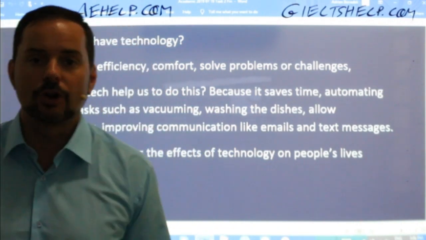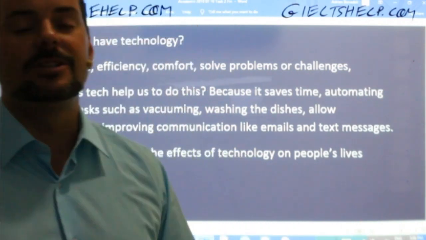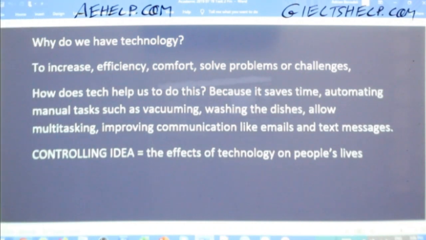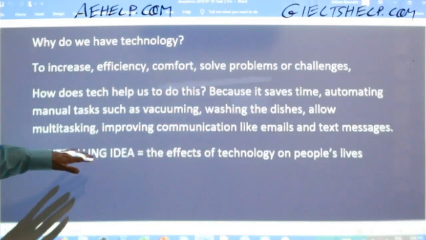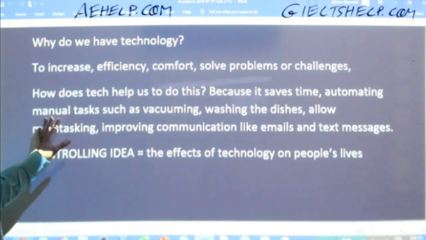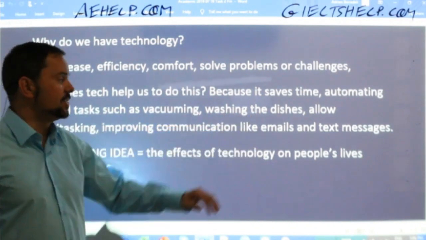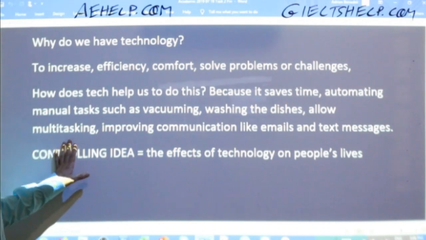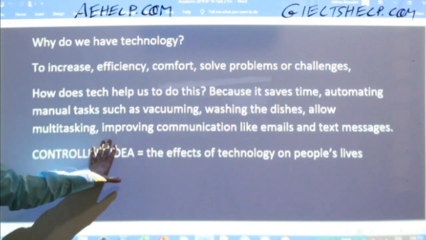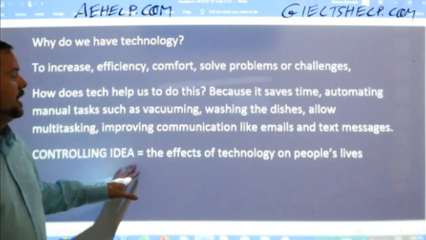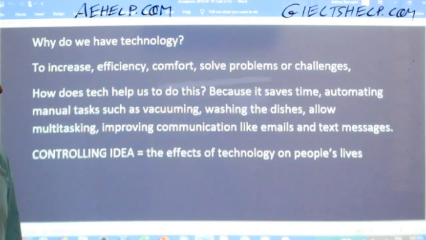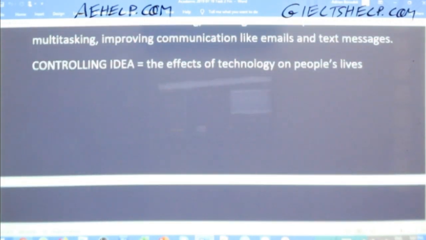I need to get to work quickly. Hey, here's my bicycle. It's a piece of technology. It helps me to solve the situation. How? It saves time. It makes manual labor automatic. Manual means by hand, and technology makes it automatic, like vacuuming or washing dishes. It allows you to multitask, so to do more than one activity at the same time. It improves communication through emails and text messages. The controlling idea for this question was the effects of technology on people's lives.